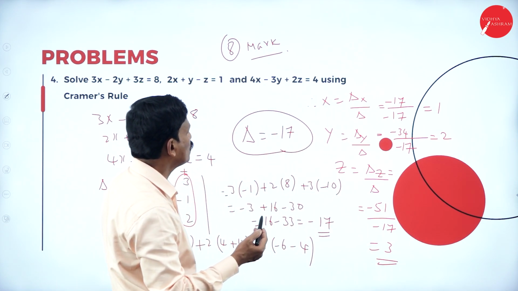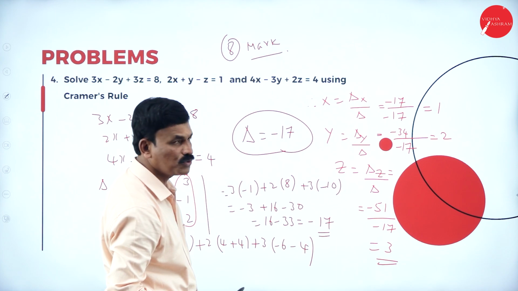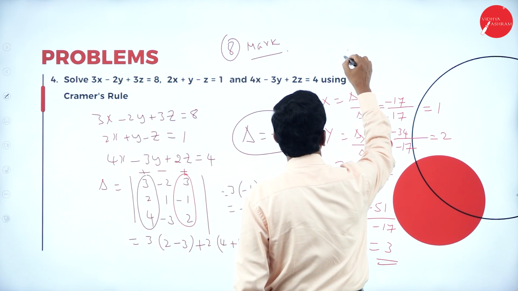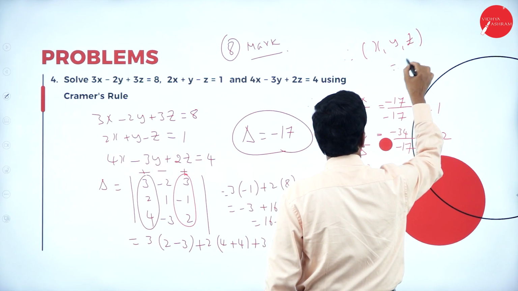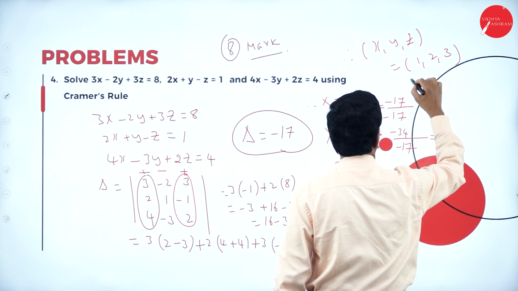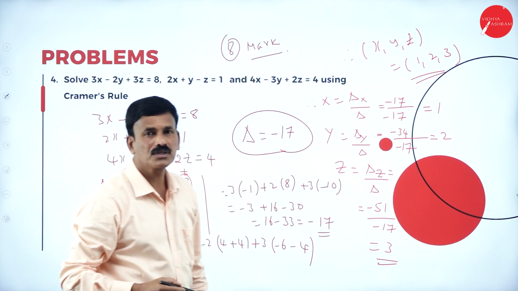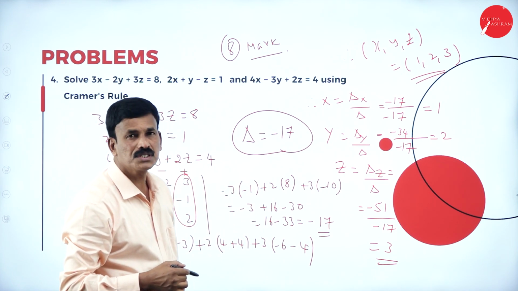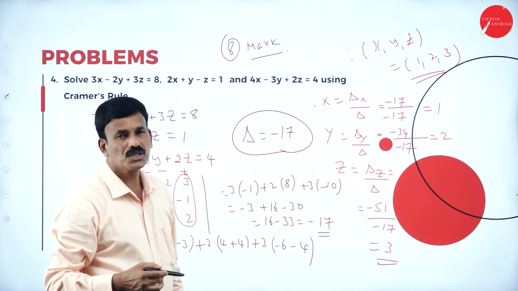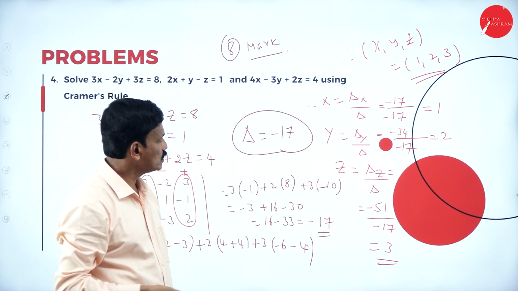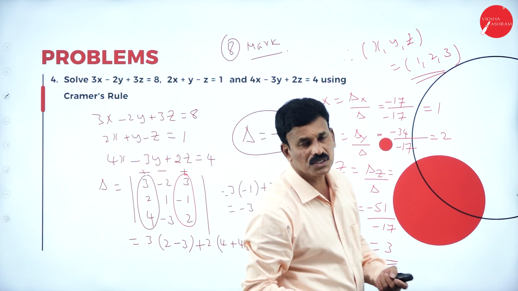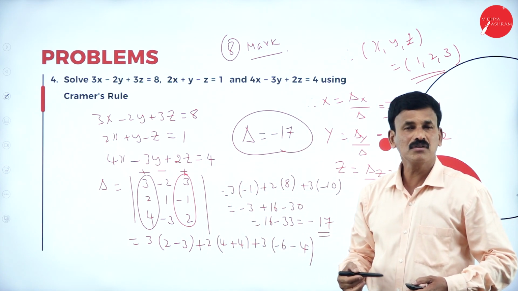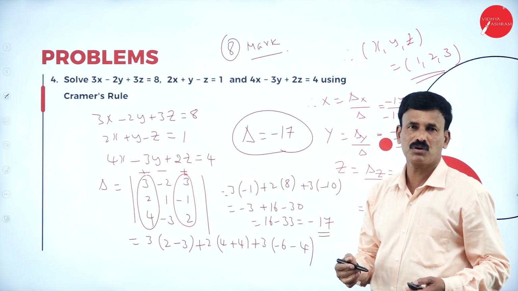So, what are the values of x, y, z? X is 1, y is 2, z is equal to 3. So, therefore, the value of x comma y comma z is equal to 1 comma 2 comma 3. This is how we are going to get the solution for this equation. X is equal to 1, y is equal to 2 and z is equal to 3. If we solve like this, definitely we will get 8 marks from this. This is a sure question. Definitely we will get this question for 8 marks.